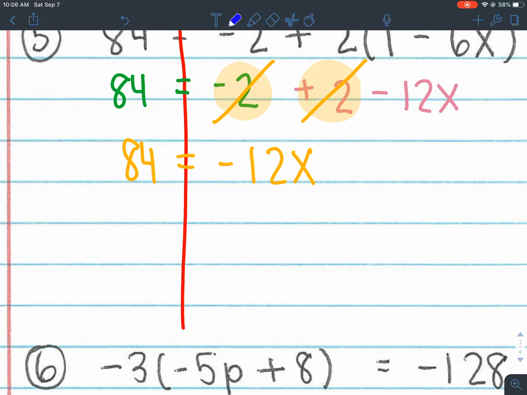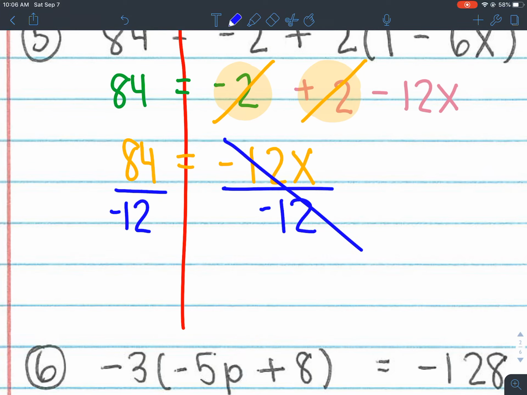All right, now I'm going to get my x by itself. I'm going to divide by negative 12. Okay, well, negative 12 divided by negative 12 is 1. So I have x over that side. And then I have 84 divided by negative 12, which gives me negative 7.